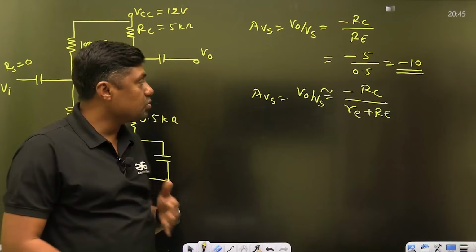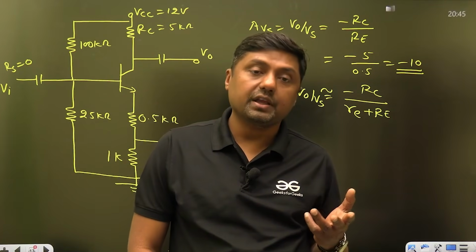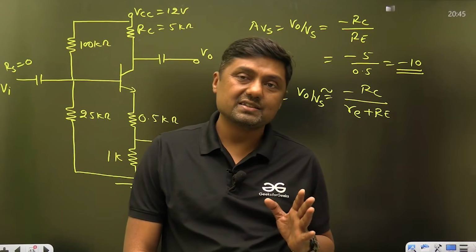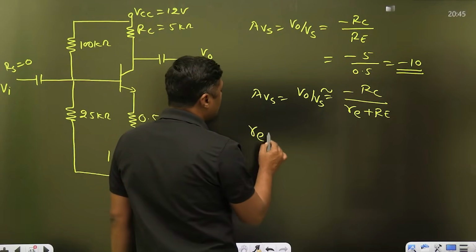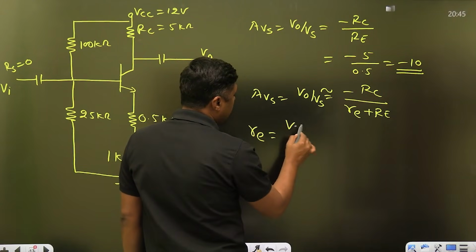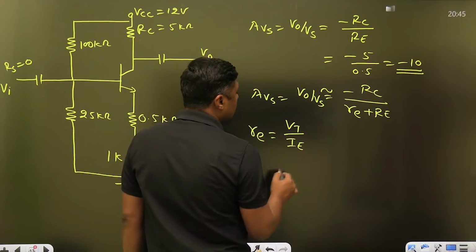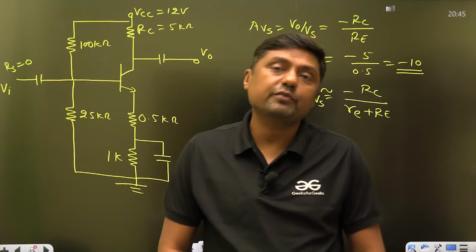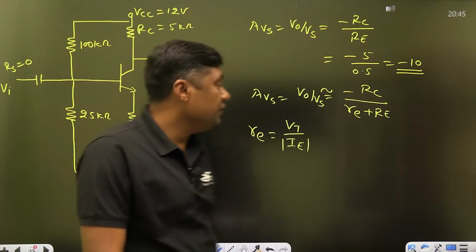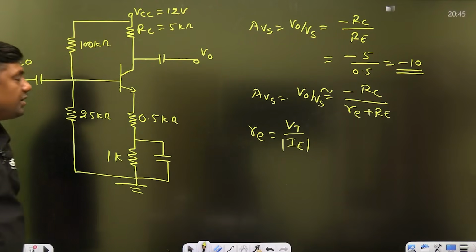Small re plus Capital Re will be the gain for this particular question, guys. Now how can we calculate the small re? To calculate the small re, Vt by I. If it is a numerical answer type question, then you have to calculate the small re, so Vt by IE.